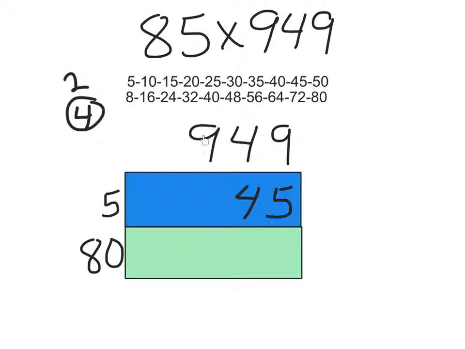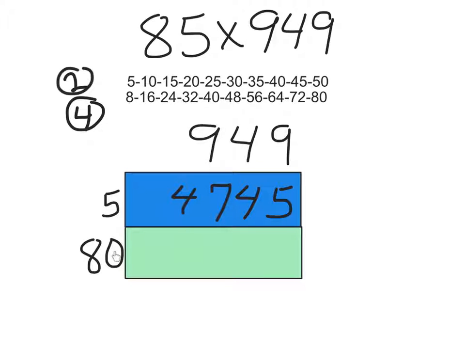Then I got 5 times 9. Well, that's going to take me back to 45 again. 1, 2, 3, 4, 5, 6, 7, 8, and 9. 45, right? Plus this 2 is going to give me 47. I'll drop the 7 and the 4. And now I'm ready to move on down here to the 80.